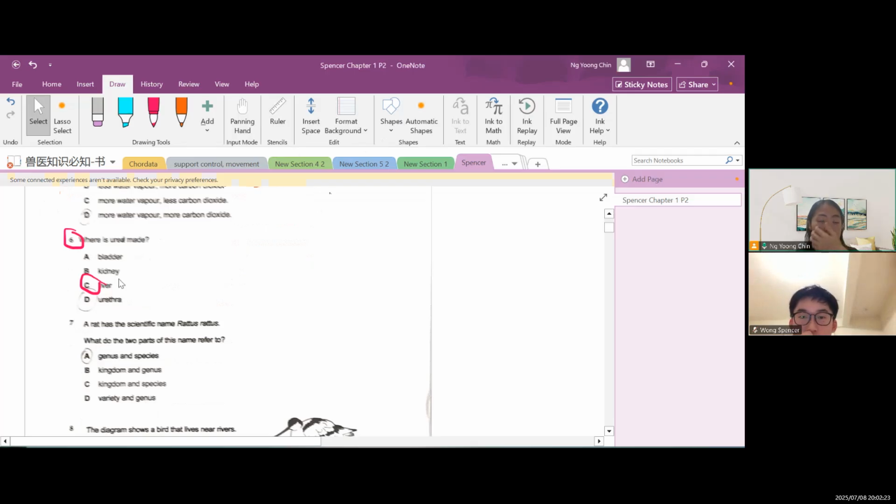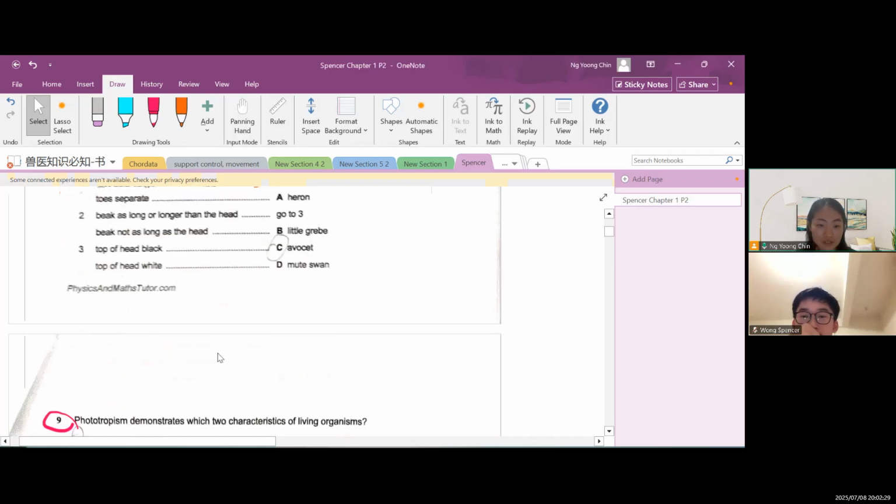Okay, this you will learn in chapter 7, human nutrition. So the answer would be C, which is the liver. Okay, which is the liver. You haven't learned this yet.